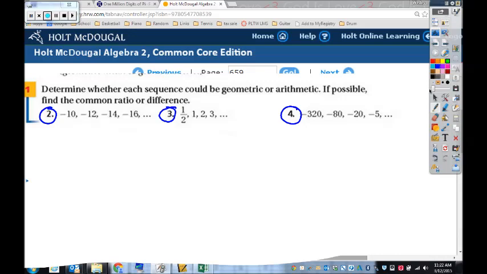Let's see what we got. Number 2, you should have gotten that it was arithmetic, and that the D equals -2. For number 3, you should have gotten neither. And then lastly, for number 4, you should have gotten geometric, with R equals 1/4.